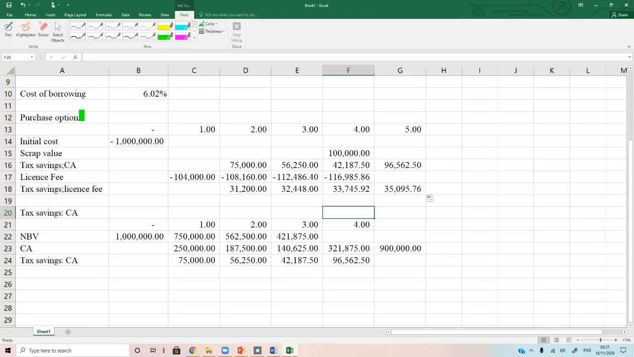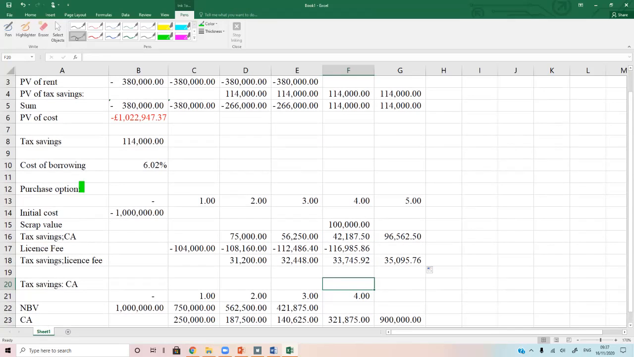That is it. Don't forget, the way I told you before, that cash flow should not appear twice. There's no cash flow that has repeated itself here. In the lease option, there was rent and the tax saving on the rent. In the purchase option, there's initial capital, initial cost, scrap value, tax saving because of capital allowances, and license fee. The license fee doesn't appear in the lease option at all.